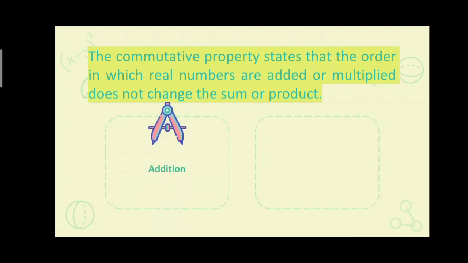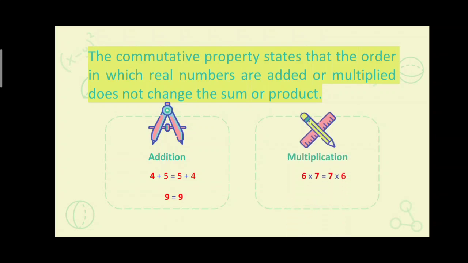So, sa addition, 4 plus 5 is equal lang siya sa may 5 plus 4. So, 9 is equal to 9. Sa multiplication, 6 times 7 is equal lang siya sa may 7 times 6. So, parehas lang kasi silang 42 is equal to 42.